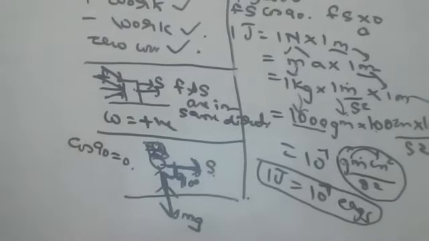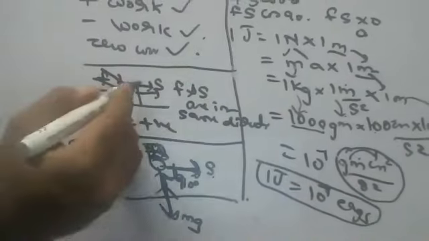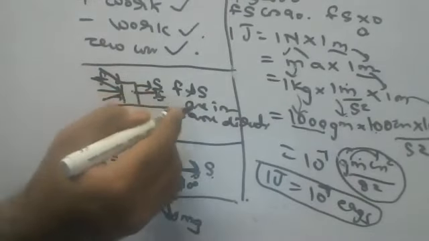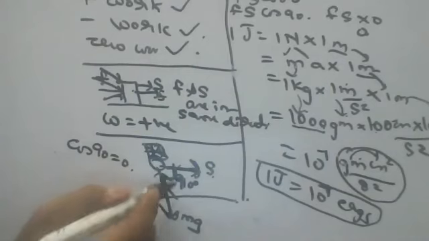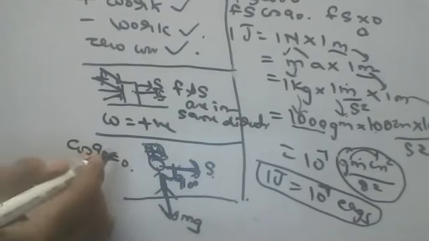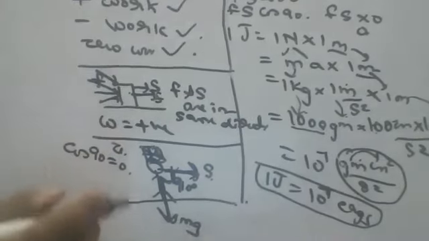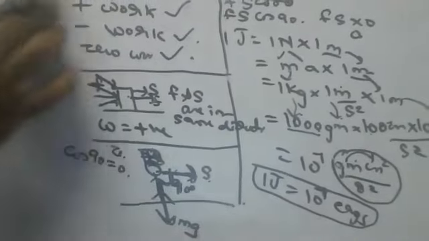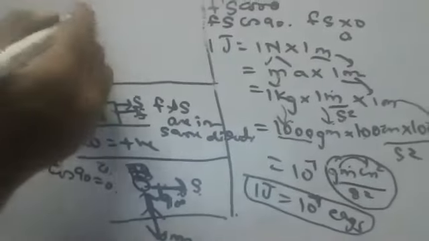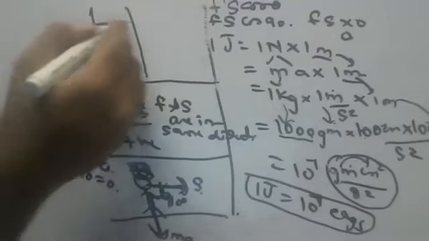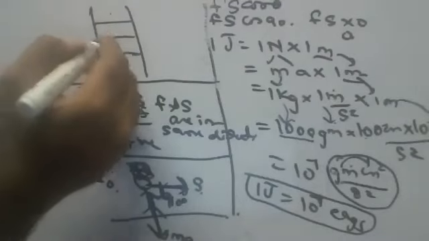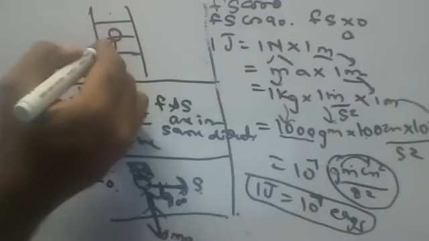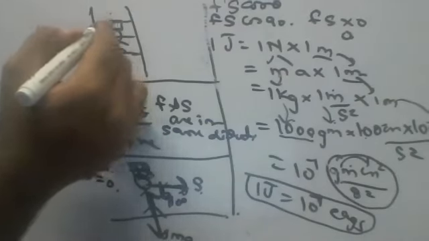Again, I'm saying, children, slowly. If force and displacement are in the same direction, that is positive work. If force and displacement are perpendicular to each other, that is said to be zero work. And if force and displacement are in opposite directions, how, children? Suppose, imagine this is a ladder. You are climbing a ladder, keeping weight on your head.